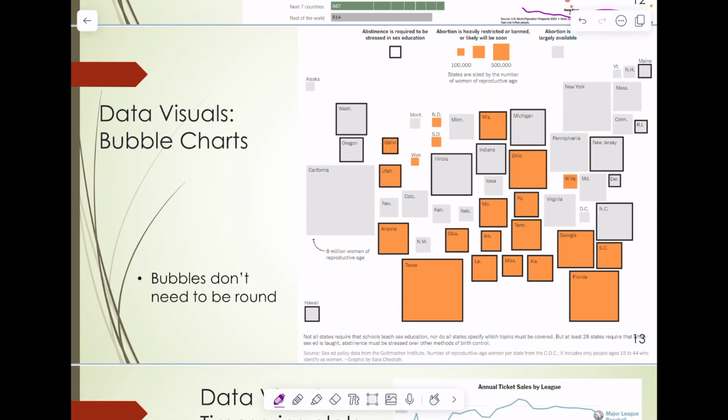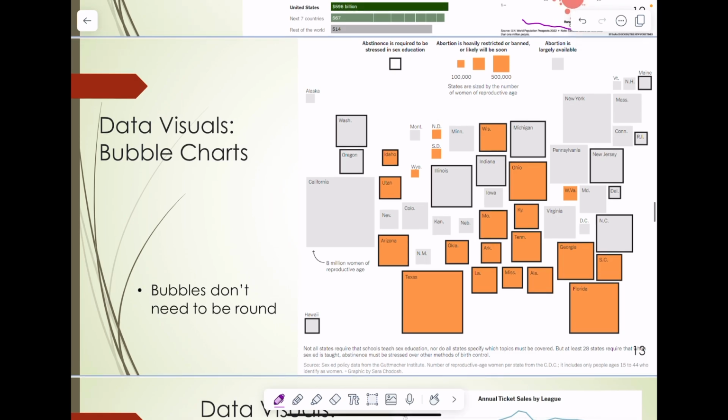This is another bubble chart. The bubbles don't need to be round. This one talks about abortion legislation.